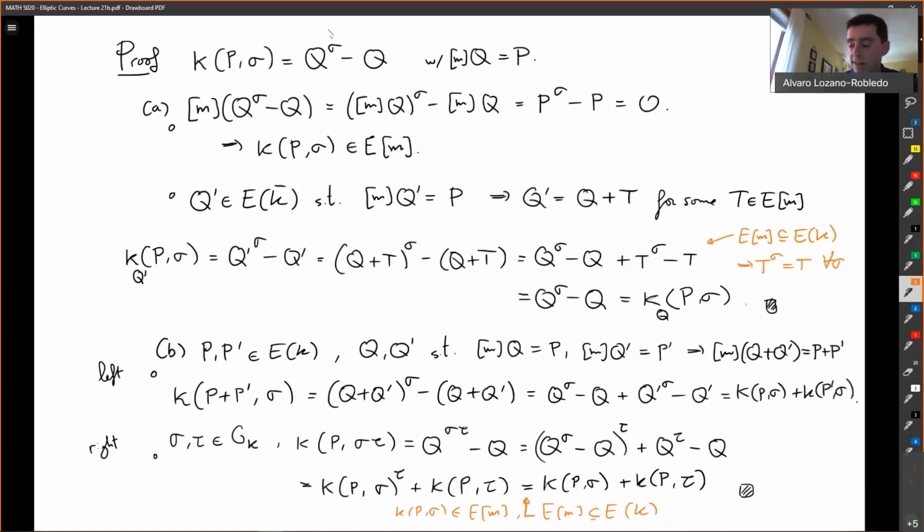All right, so next time we will continue with the kernel on the left, the kernel on the right, and get a perfect bilinear pairing out of the Kummer pairing. Okay, so I'll stop there.